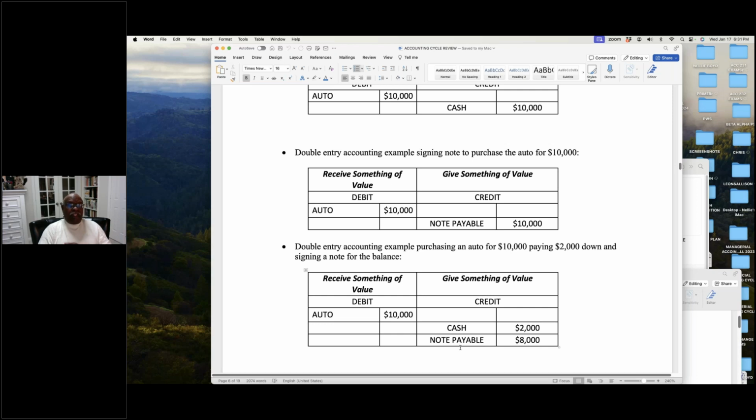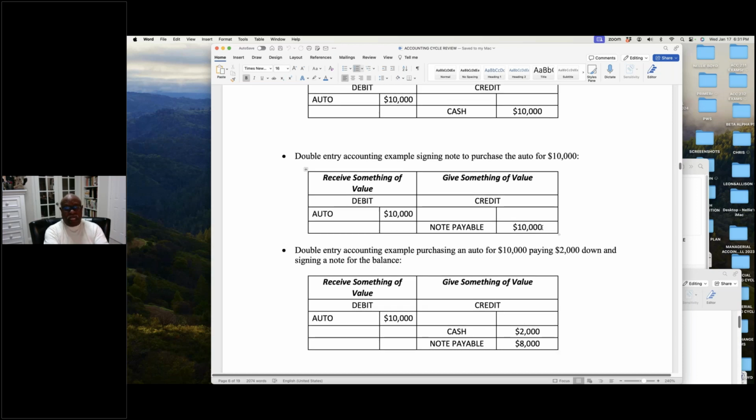So notice how a journal entry looks, which is the beginning point in accounting and what we do on all transactions. We have a debit for what we got. We have a credit for what we gave up. The debits are always first, the credits are below them, and we indent the credits. So that's what a journal entry looks like.